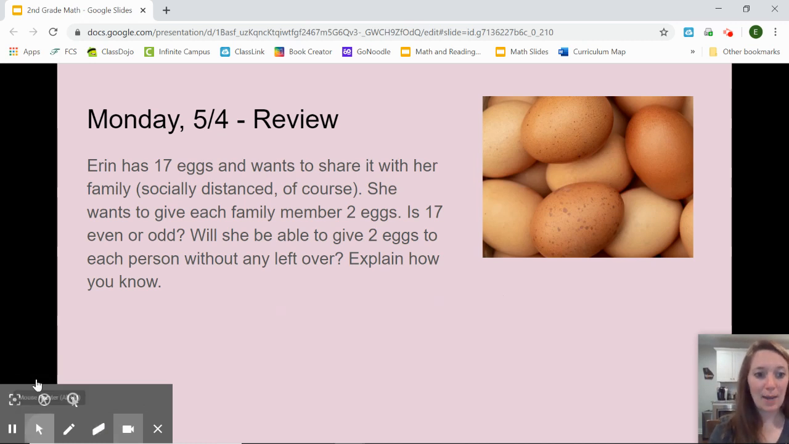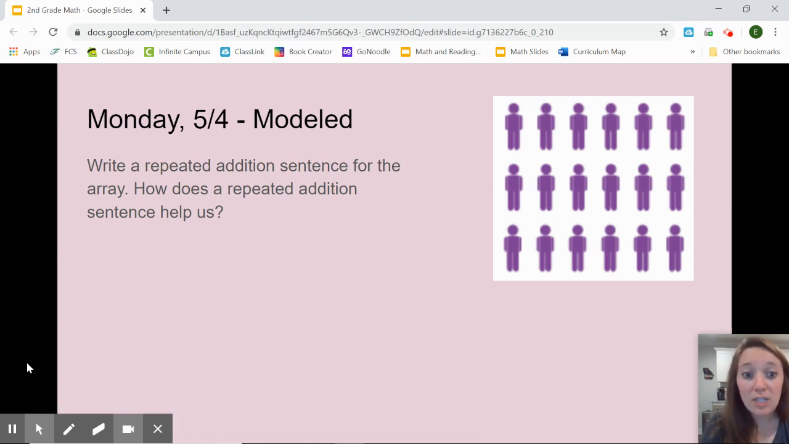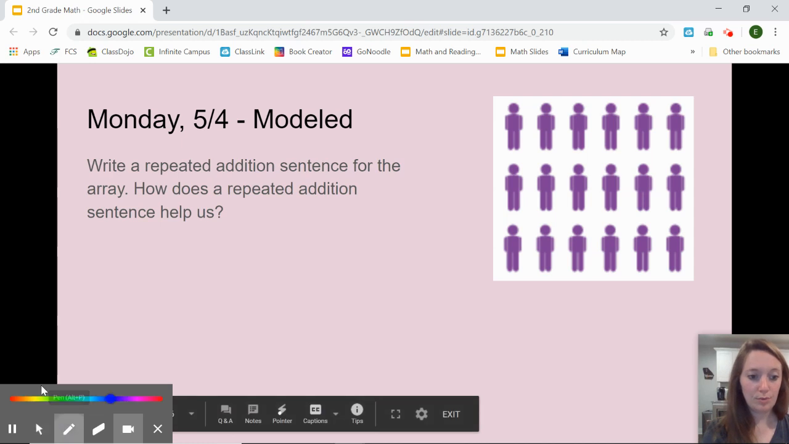Awesome! Time for modeled. Write a repeated addition sentence for the array. How does a repeated addition sentence help us? Okay, so I'm going to look first. Actually, I can really write 2 repeated addition sentences for this. I can look at the rows and I can look at the columns. And so I'm going to first look at the rows.